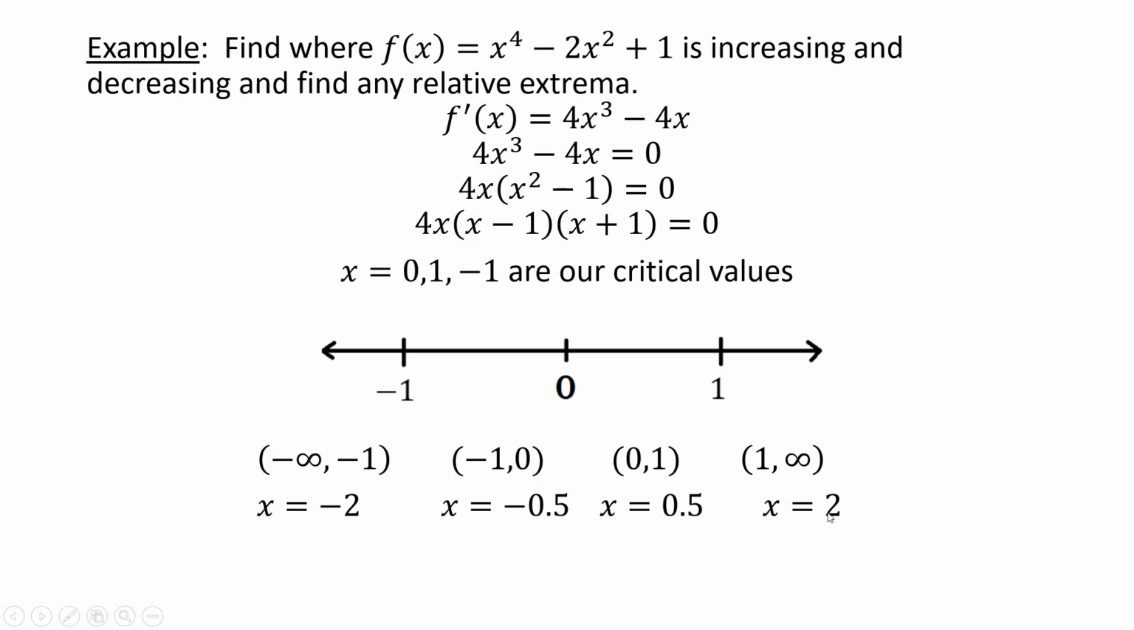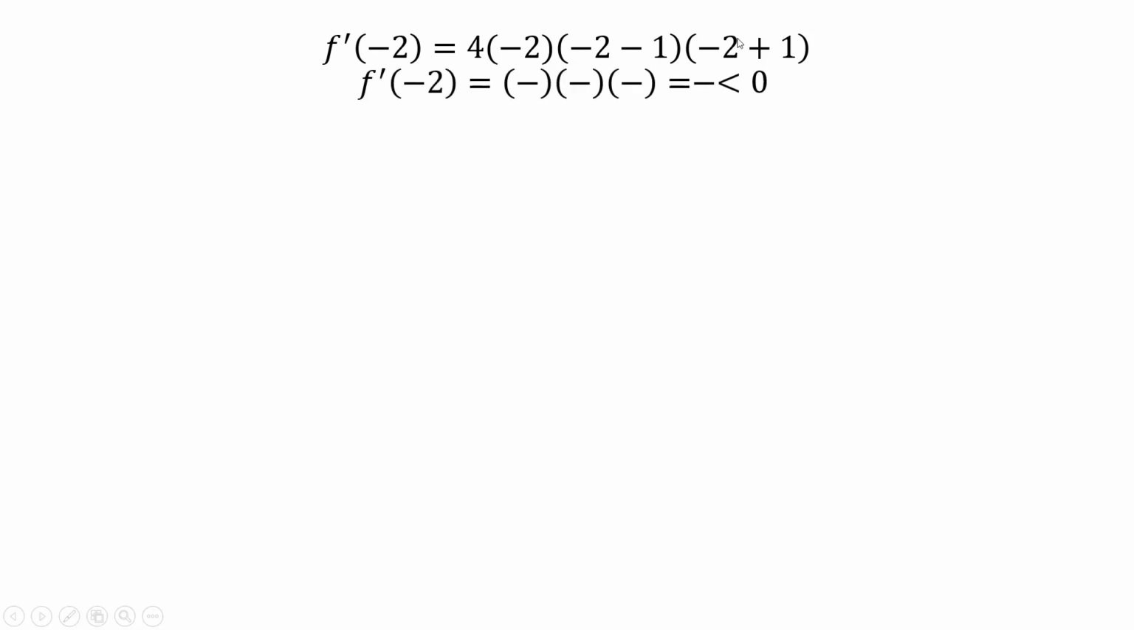And I'm going to plug those back into the derivative to determine, is the derivative positive, in which case my function is increasing, or is my derivative negative, in which case my function is decreasing. I'm going to go ahead and plug these all into the factored form of the derivative. So 4 times -2 will give me a negative. -2 minus 1 will give me a negative. -2 plus 1 will give me another negative. And a negative times a negative times a negative gives me a negative. So my derivative is negative on that entire interval, which means my function is decreasing.